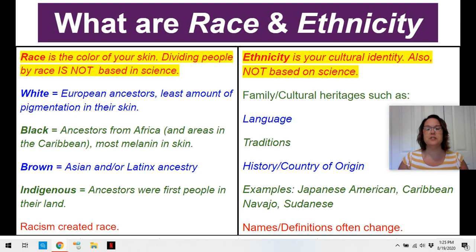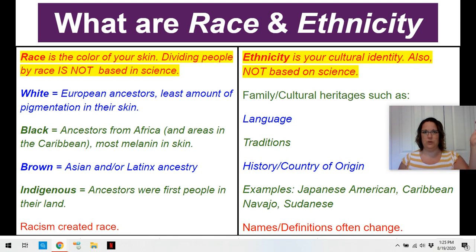Race and ethnicity are both social constructs. You'll notice in red, I say racism created race. Before the United States even had slavery, when slavery was very first invented, I guess you might say, they had to decide how to justify enslaving people and why other people should support that. So what happened was they created a hierarchy of people, and they labeled people by the color of their skin and by physical attributes.